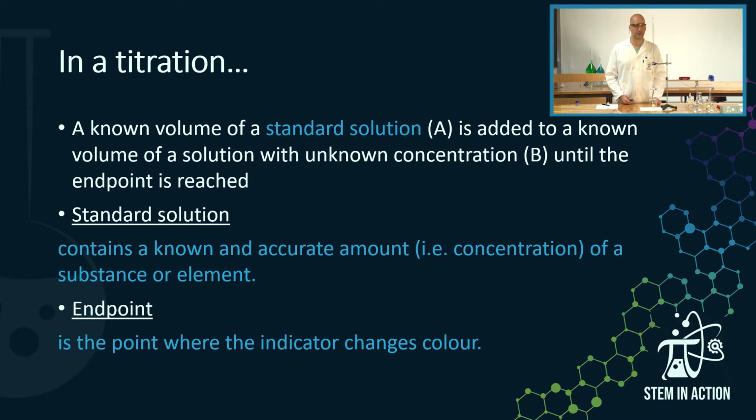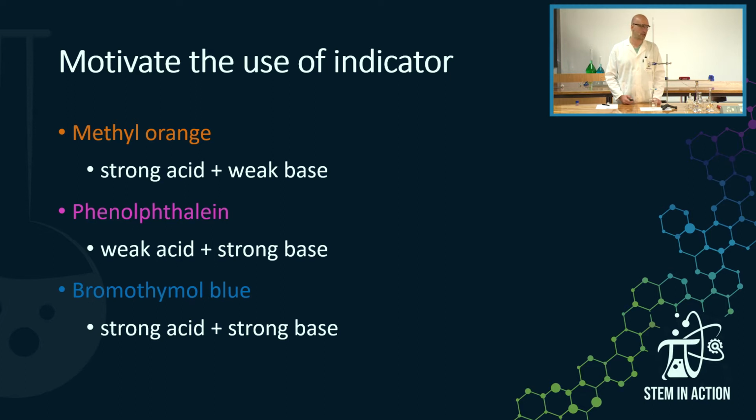We have different indicators, and something you need to be able to do in grade 12 is to motivate the use of an indicator. We have three main groups of indicators: methyl orange, phenolphthalein, and bromothymol blue. Methyl orange we use with a strong acid and a weak base. Phenolphthalein we use with a weak acid and a strong base, and bromothymol blue for a strong acid and a strong base. Please remember, strong and weak don't indicate the concentration, but what type of acid it is.